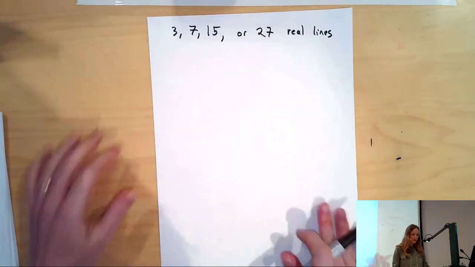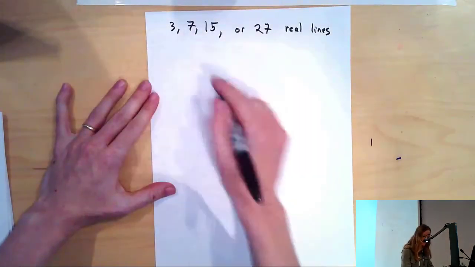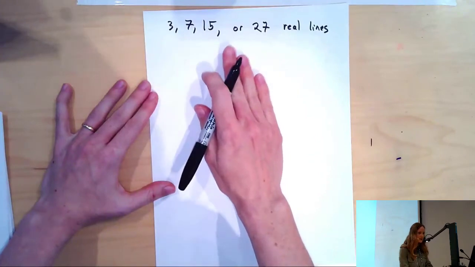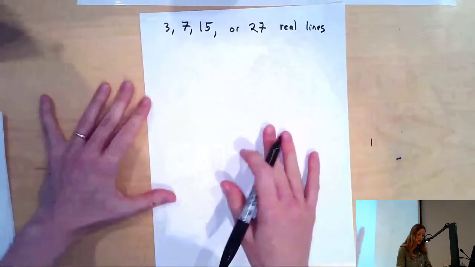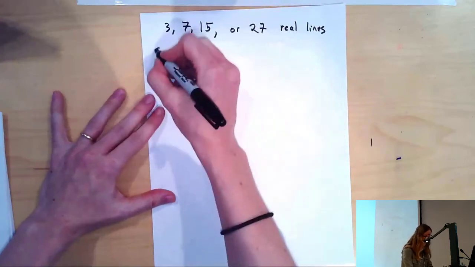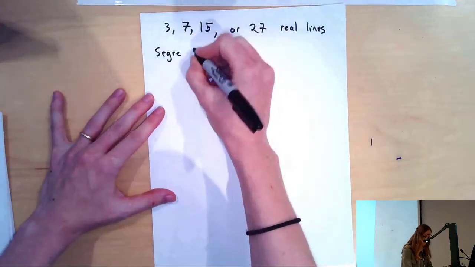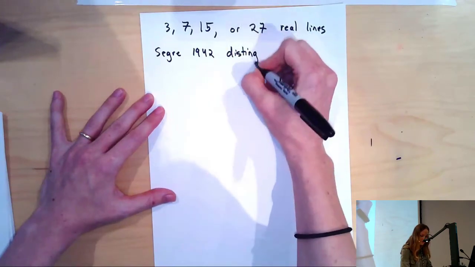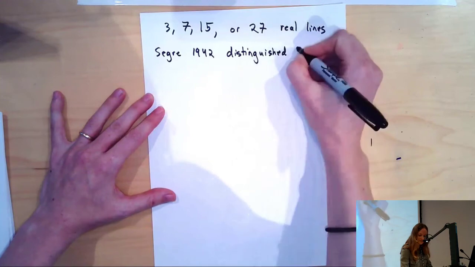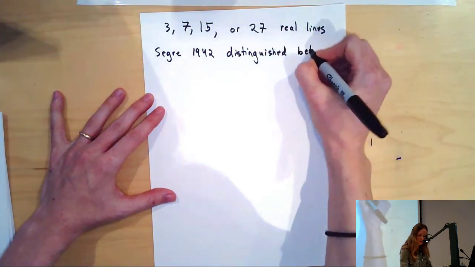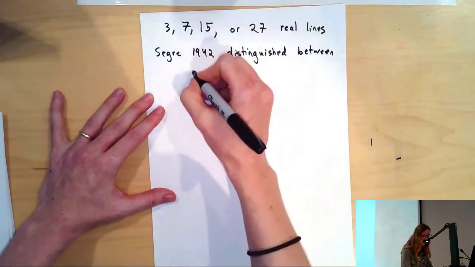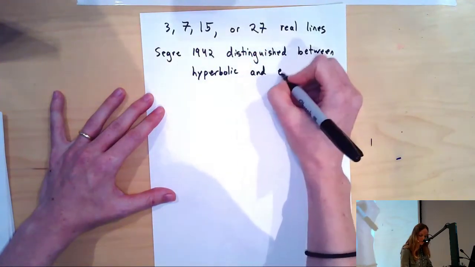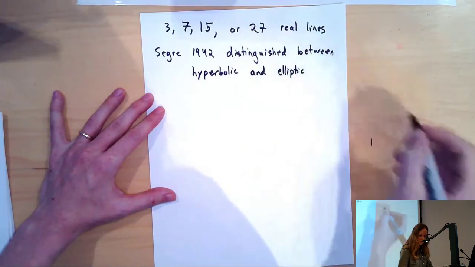So we're not going to get invariance of the number here, but there is an invariant number that can be gotten out of this. And Segre distinguished between different types of lines. So he distinguished between hyperbolic and elliptic real lines.